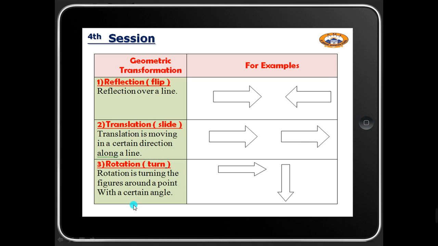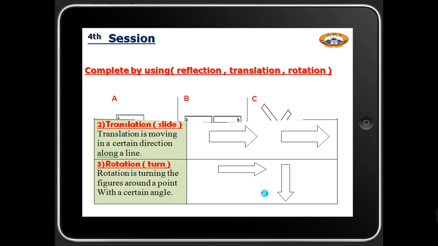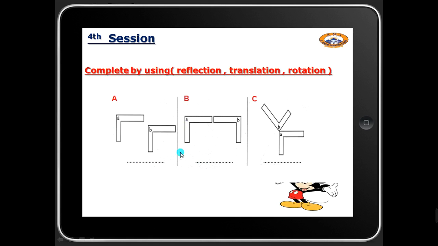And the rotation is turning the figure around a point, through a certain angle. So this is called the rotation of a shape. Here I have an example. I want you to write reflection, translation, or rotation. Here I move this shape from this place to this place in a certain direction, so this is the translation. Very good. Here, I have flipped this shape, so this is called the reflection. Very good. And when we rotate this shape around this point, this is called the rotation of a shape.